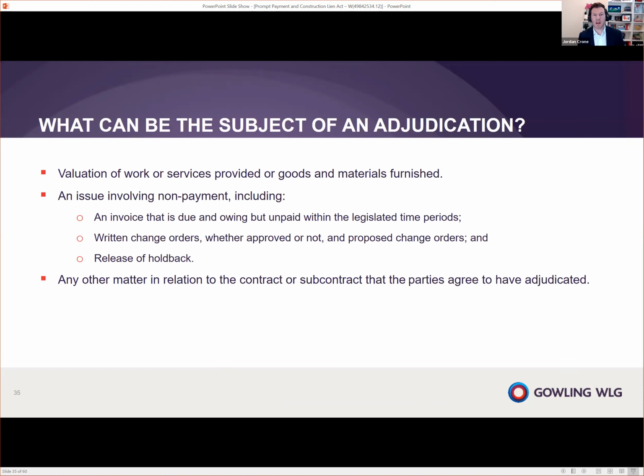So what can be the subject matter of an adjudication? Well, it has to deal with an issue of non-payment. So it can deal with invoicing that's due and owing, but is unpaid. It can be for change orders, whether they're approved or not, and proposed change orders. It can also deal with the release of holdback. Now, if you want to take something to an adjudication that does not deal with non-payment or valuation, you're going to have to get all the parties to agree. And absent all the parties agreeing, you cannot take it to an adjudication.